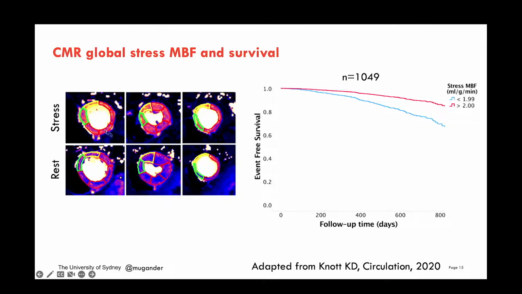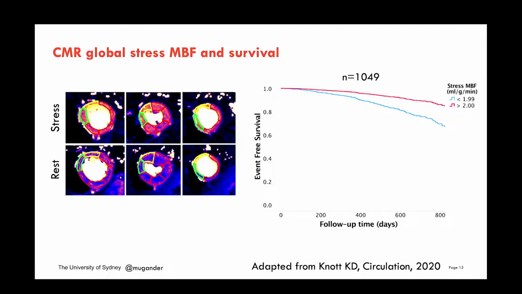Here we have stress and rest, basal, midventricular, and apical slice during adenosine stress. During rest, we have automatic AI-generated segmentation according to the 16-segment model, and global quantification of stress myocardial blood flow. If it was greater than 2 or less than 2, we have this sizable difference in survival in a robustly powered cohort. So coronary microvascular disease by quantitative myocardial perfusion CMR has certainly entered the building and into clinical use.